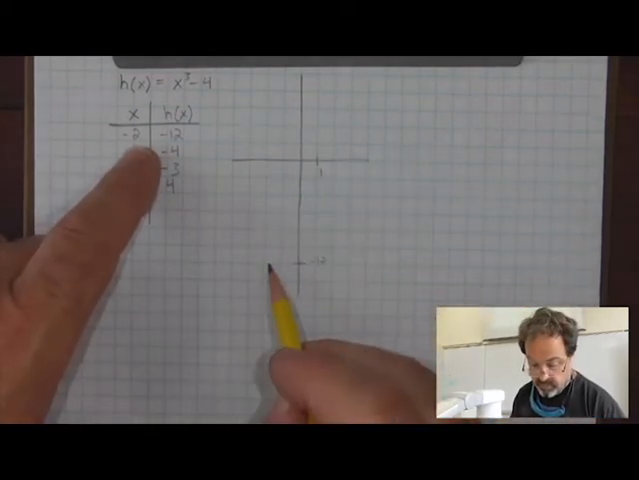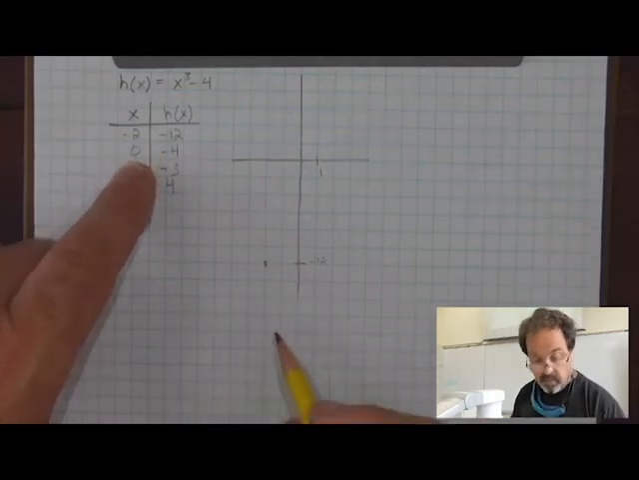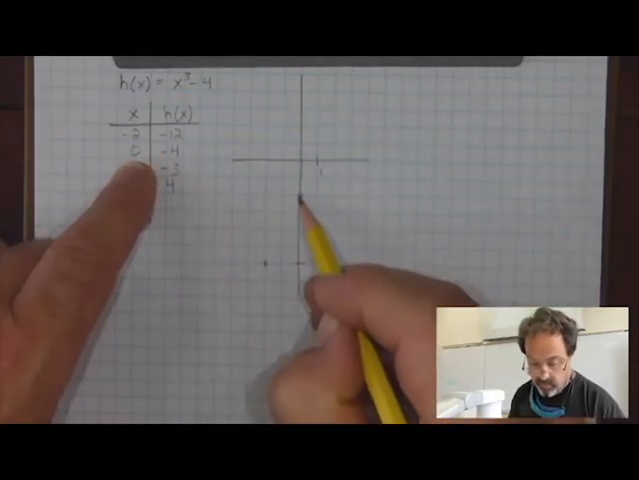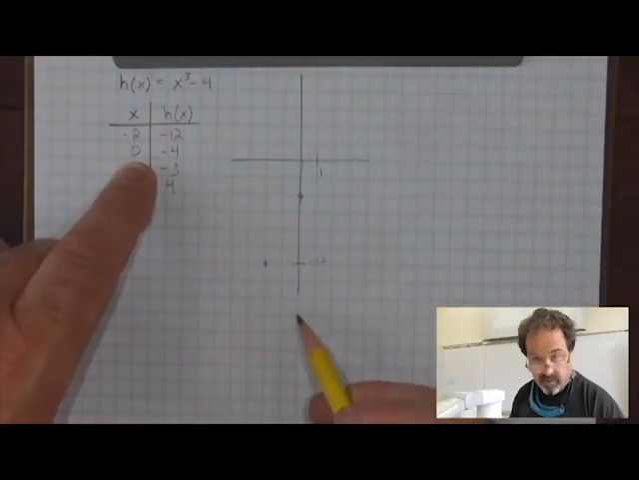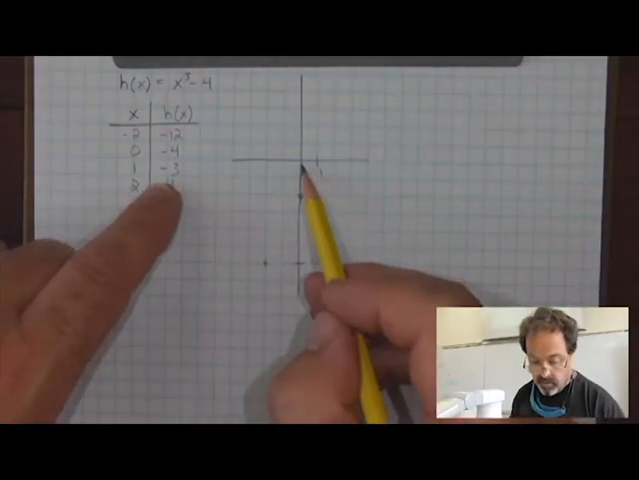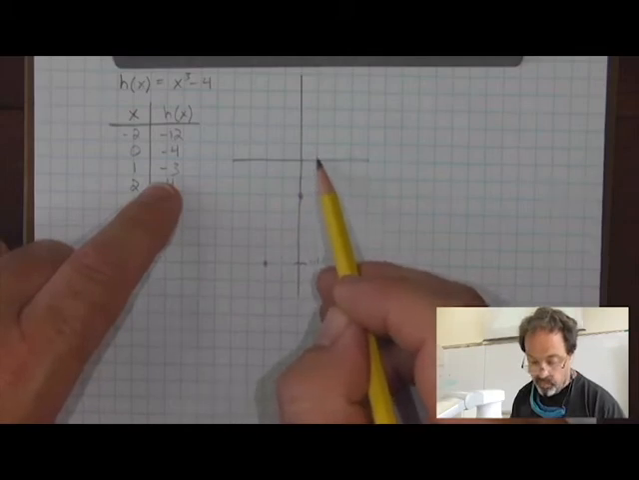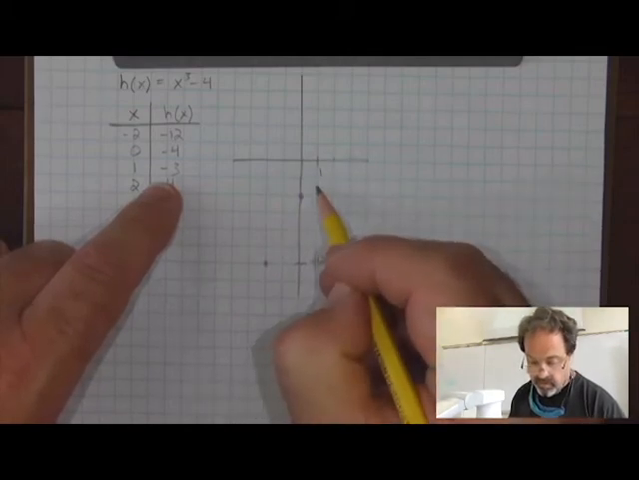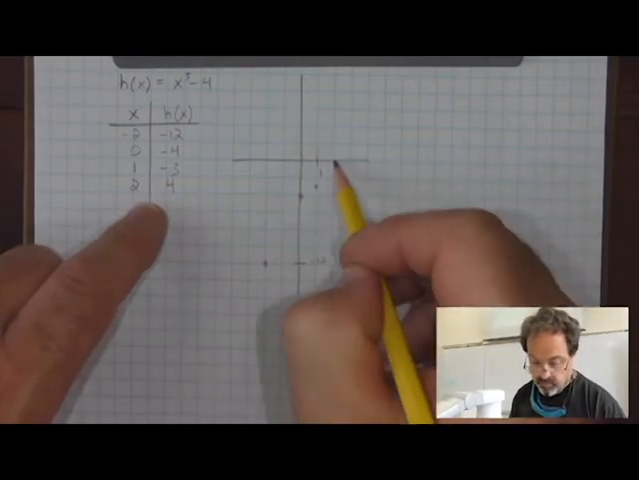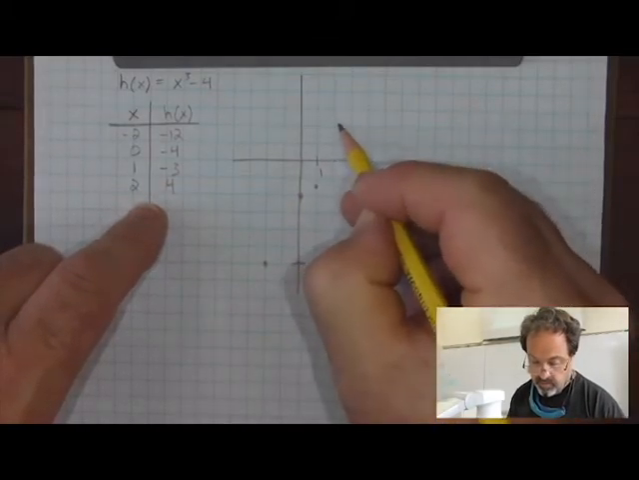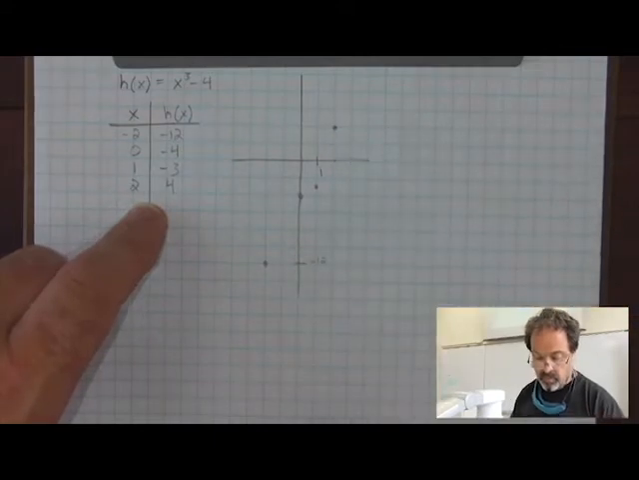Negative 2 for x, negative 12 for y is there. 0, negative 4 is there. Remember, we're counting by 2s on the vertical axis. The point 1, negative 3 is 1 over, and then negative 3 is down to about there. And the point 2, 4 is 2 here and up, counted by 2s to 4.